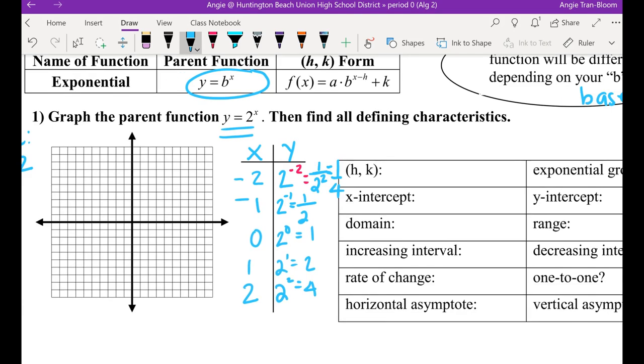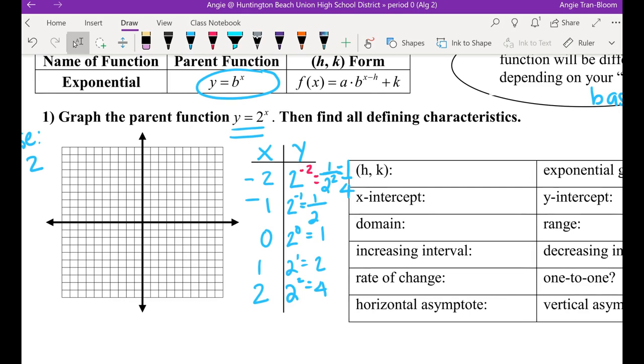Okay, let's plot those. -2, we're going to go up a very small amount, just a quarter. -1, we go a little bit more. My pen's tip is really big, so I'm not going to be able to distinguish a quarter and a half, but that's okay. 0 is 1. 1 is 2. And 2 is 4. Then connect the dots.